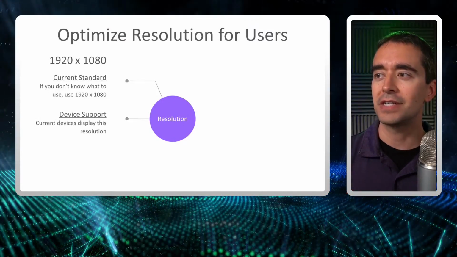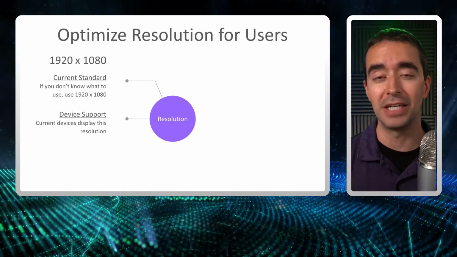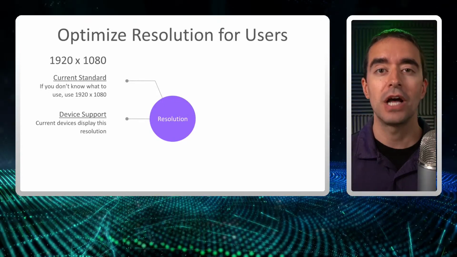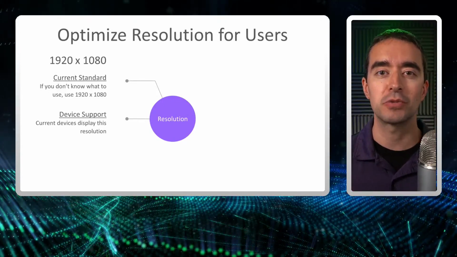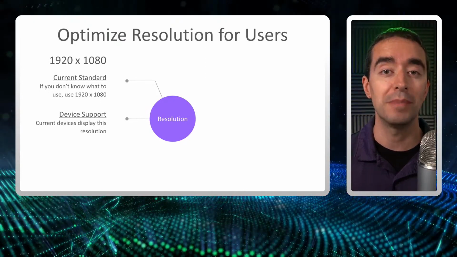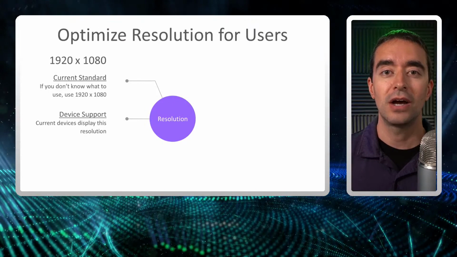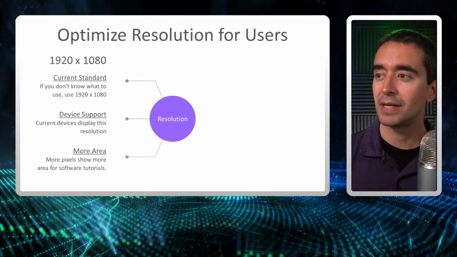Next, the device support. So when we think about displaying this video, can the different screens show this? And the answer is yes. All of the devices that are being created right now are able to display 1920 by 1080 or even better. I mean, even the mobile phones that are most recently being created can show even greater resolutions than those.